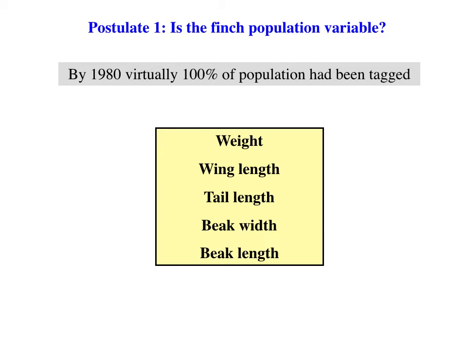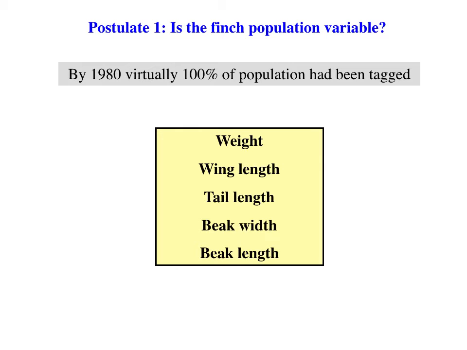You set up nets, you let the birds fly into the nets, then you pull the birds out of the nets, and you tag them with little metal ring tags or color-coded tags on their feet, and then you let them go. Then you can come back and catch them again, identify them, and catch them in different places and see where they're moving to, and you can basically just keep track of the population.